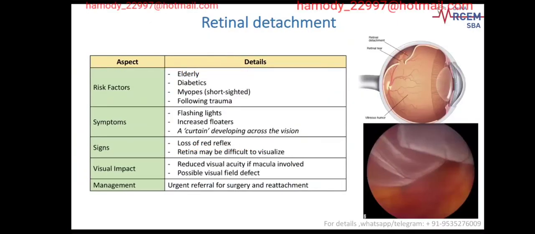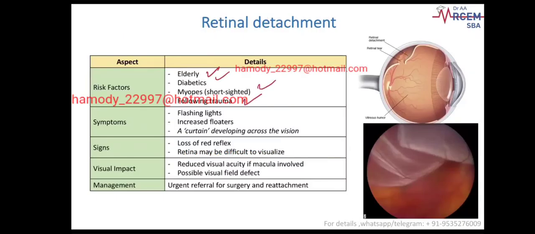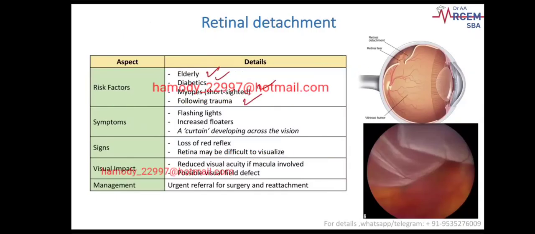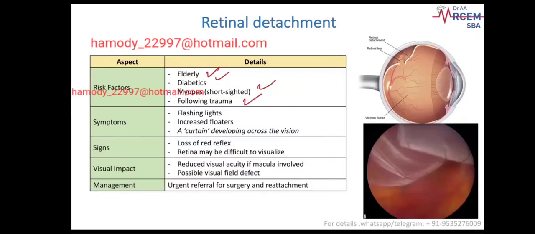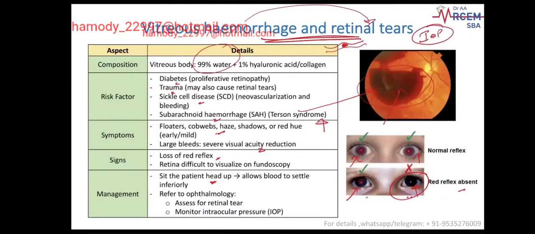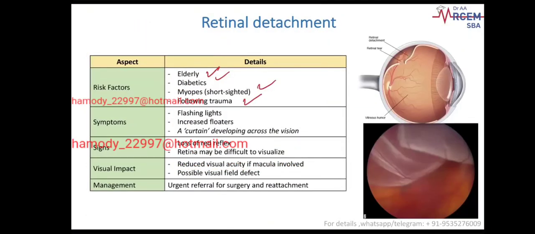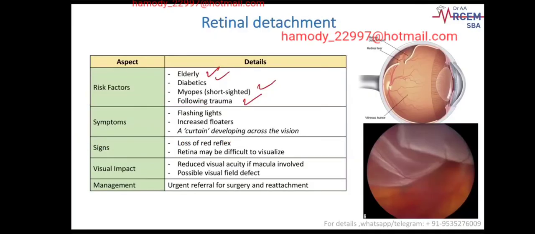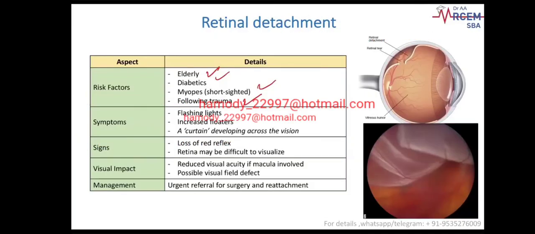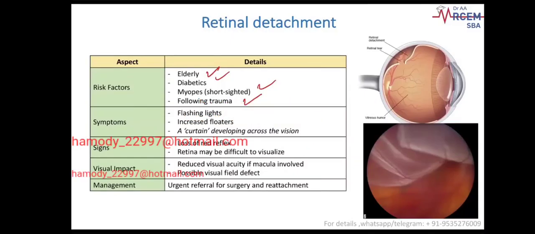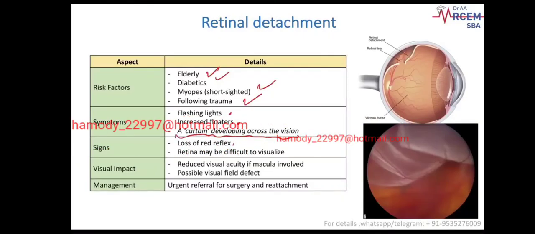Retinal detachment. Again, various risk factors like elderly, diabetes, short-sightedness, and trauma, the retina gets detached. Remember, vitreous hemorrhage and retinal tears, that is retinal detachments, are most of the time seen together. They present with a classical history: they feel like a curtain is coming down across their vision. Flashes of light and floaters might be present, but they're not specific. A curtain developed across the vision, a curtain is falling down. That is important. Red reflex is absent.